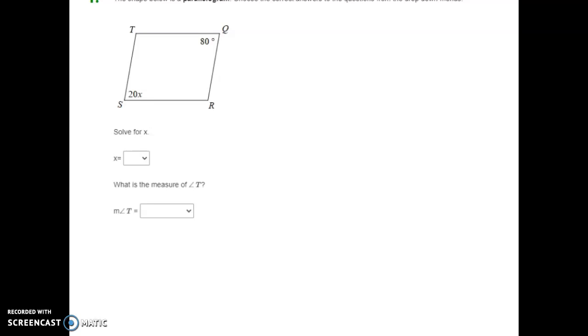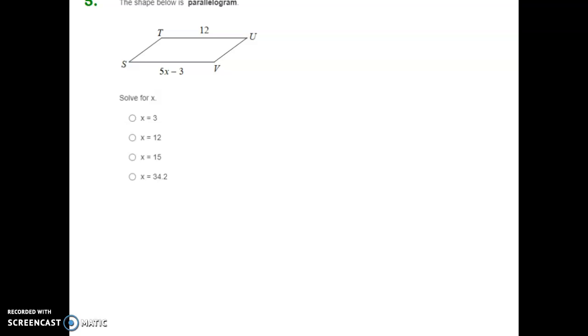Number 4, solve for x. All right, we know that this shape below is a parallelogram, so we are going to set 20x equal to 80 degrees and divide both sides by 20. So we get the value of x is 4. And then it asks for the measure of angle T. Well, if we know that angle Q is 80 degrees and consecutive angles inside a parallelogram are supplementary, then the measure of angle T will be 100 degrees because 100 plus 80 is 180 degrees.